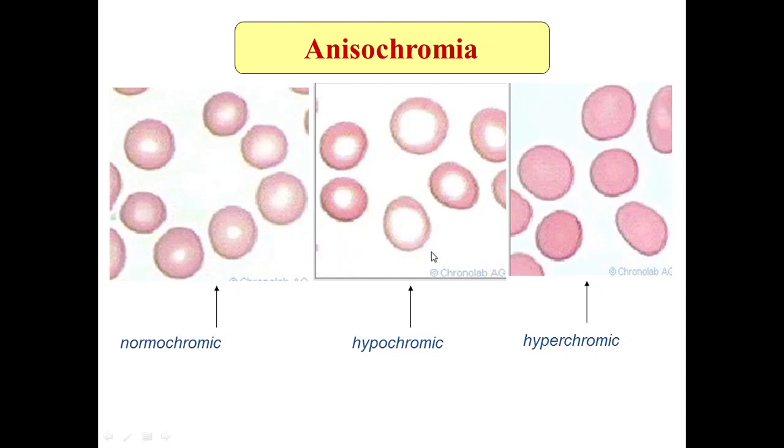And here you can see a hypochromic erythrocyte. They contain less hemoglobin, and the zone of pallor is large. Hyperchromic erythrocytes contain more hemoglobin and they don't have the zone of central pallor.